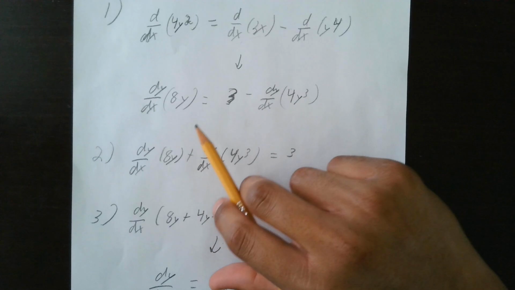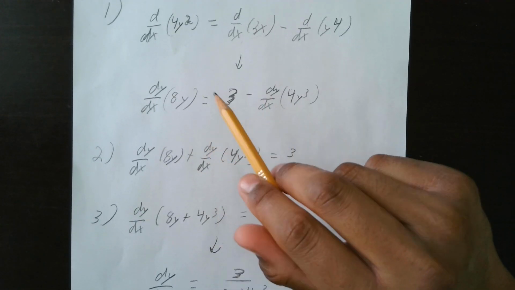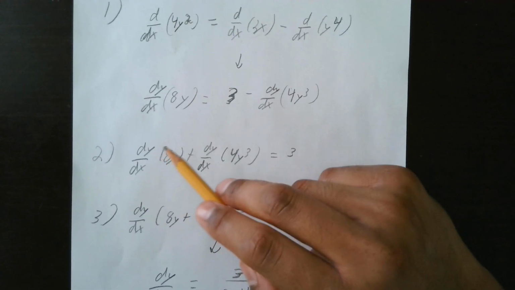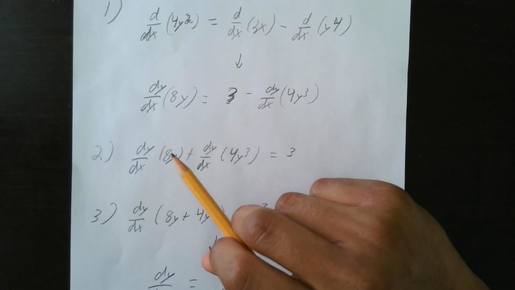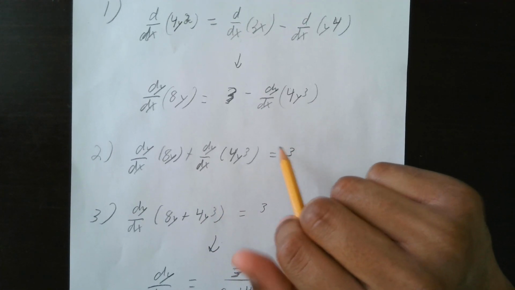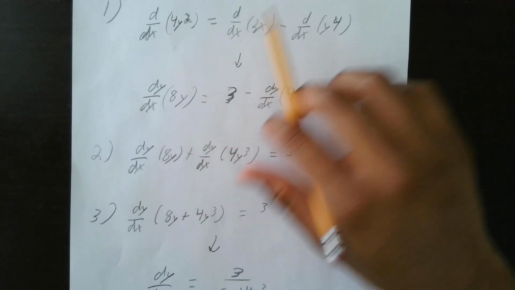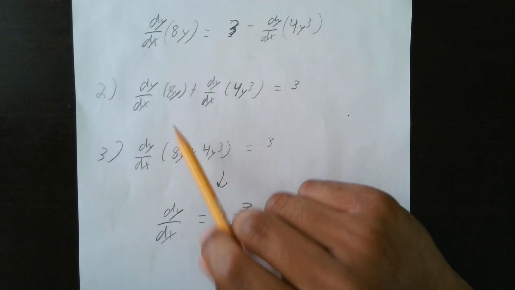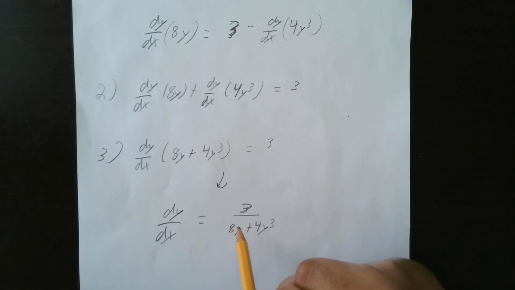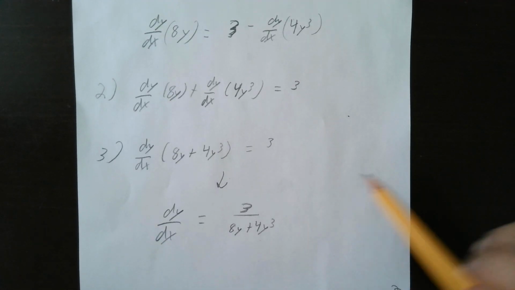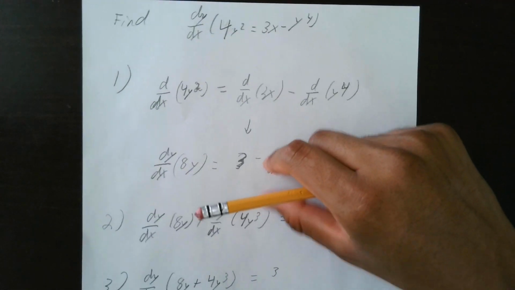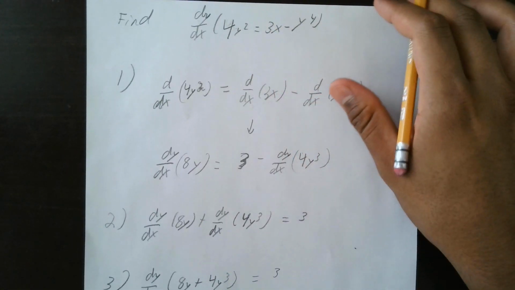Okay, the next step would be to get all your terms with dy over dx onto one side and all the terms without it on the other side. I just decided to put the dy over dx terms over here, and we'll leave this 3 on this side, the term without a dy over dx. Then you isolate dy over dx, and you get a final answer of 3 over 8y plus 4y to the third. That'll be your final answer, the derivative of y with respect to x of 4y squared equals 3x minus y to the fourth.